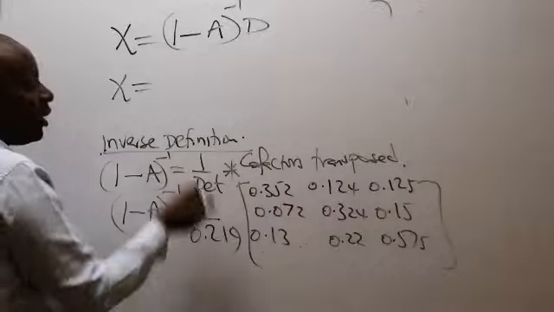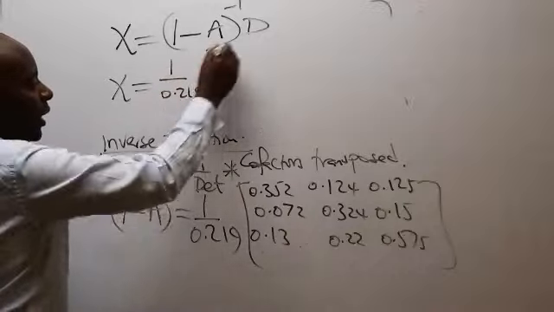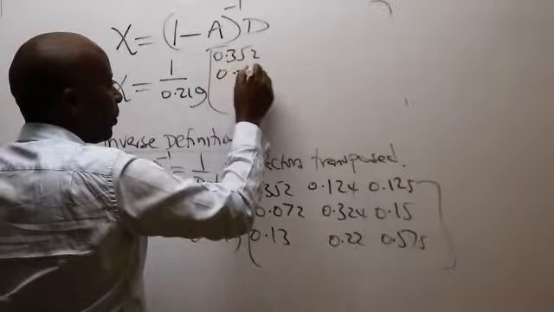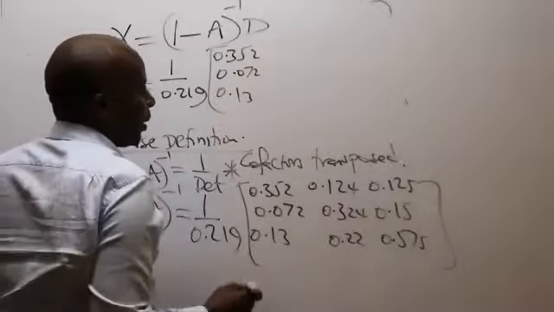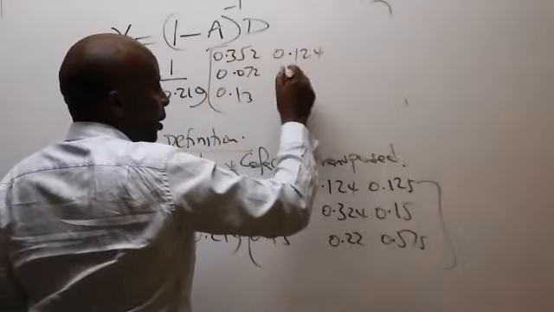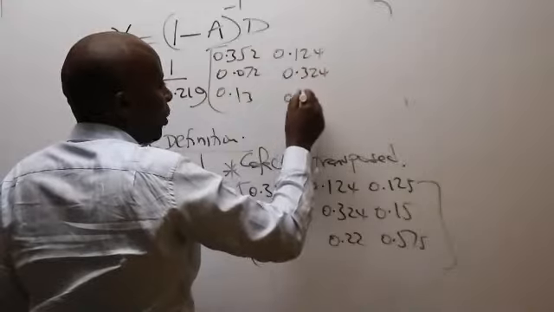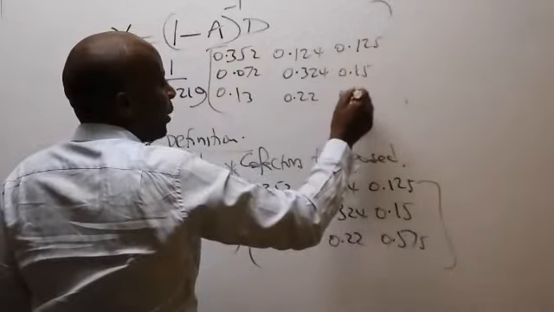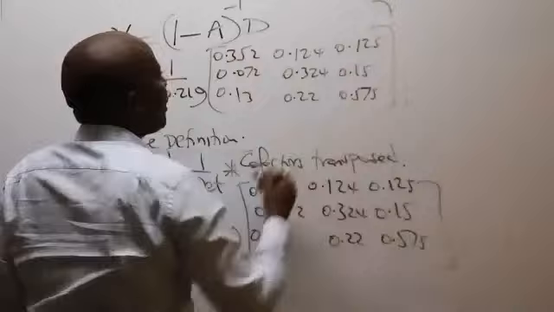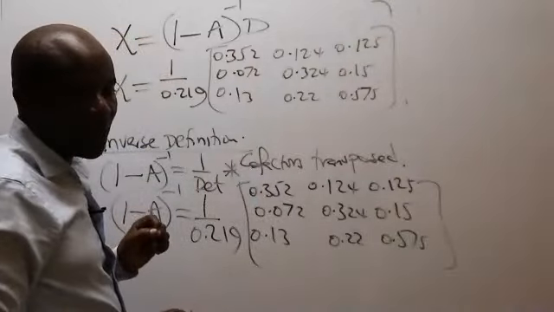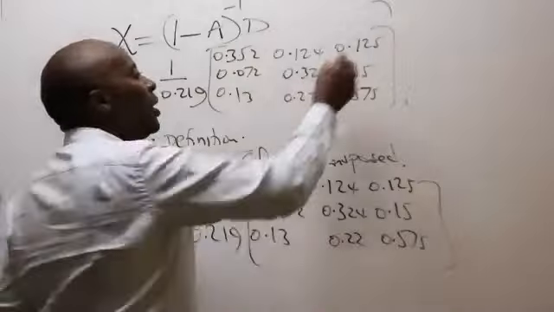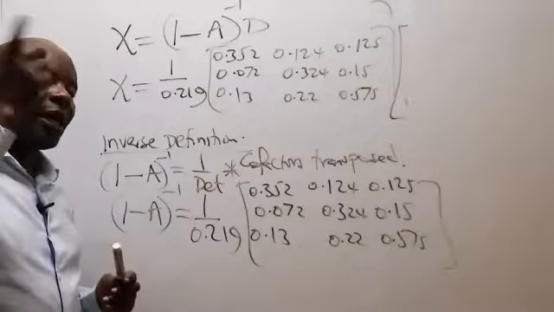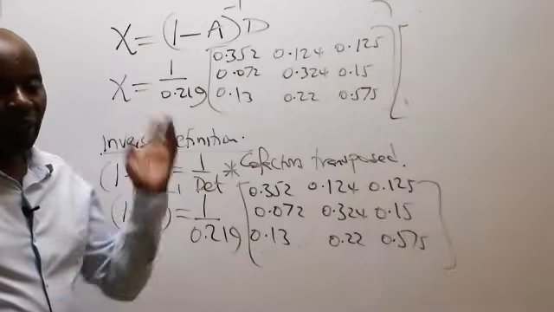So our x here will be equal to I minus A inverse, which is 1 over 0.219 into the whole of this: 0.124, 0.324, 0.22, 0.125, 0.15, 0.575. This is our I minus A inverse multiplied by our matrix D, the one that we gave you when we started the question, which you don't have now on the board. I deleted mine long time ago.